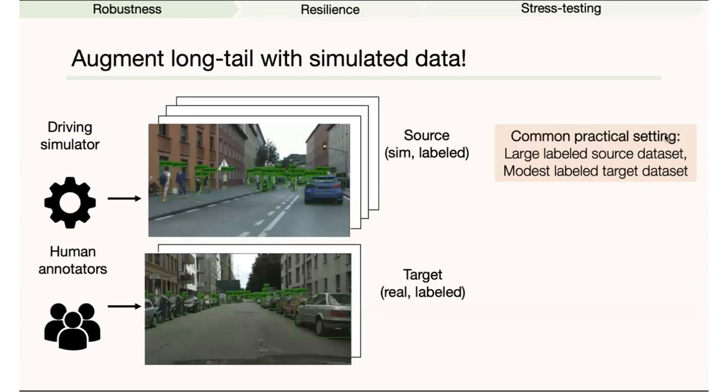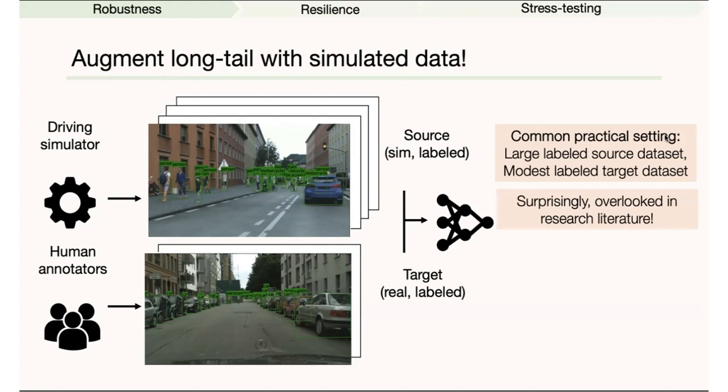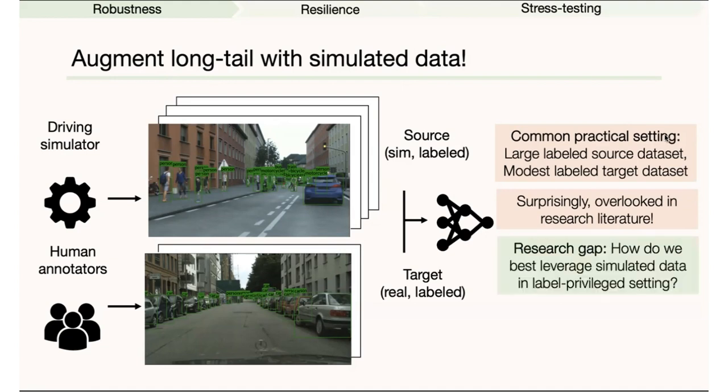And you're going to have humans go out and label some data in the target. And so you have the setting where you have a large labeled source dataset and a modest size labeled target dataset, and you want to learn a model that generalizes to the target. Interestingly, although there's a lot of work in domain adaptation, there isn't really much work that looks at this setting where you have labels in both the source and the target. So we wanted to address this research gap and think about how to leverage the simulated data in this label privilege setting.